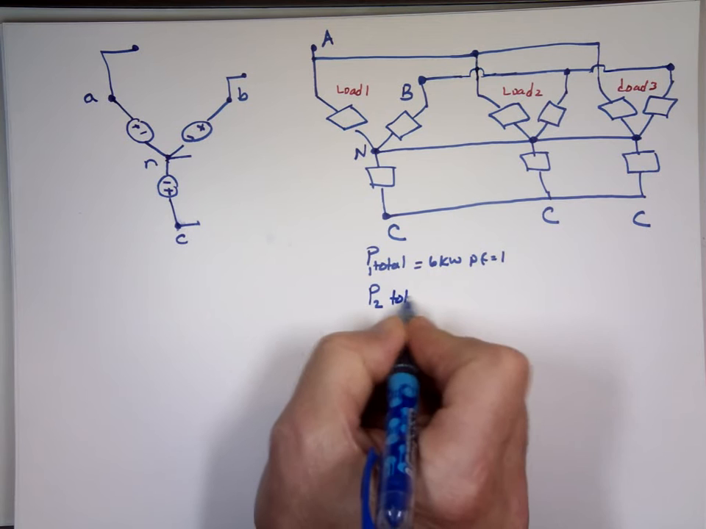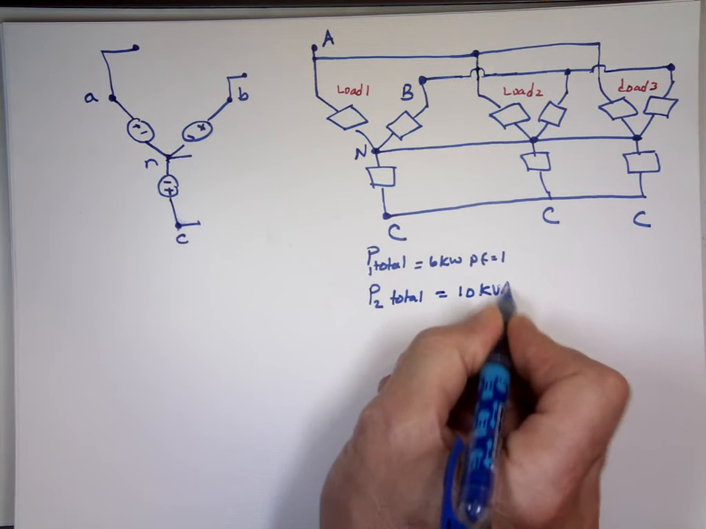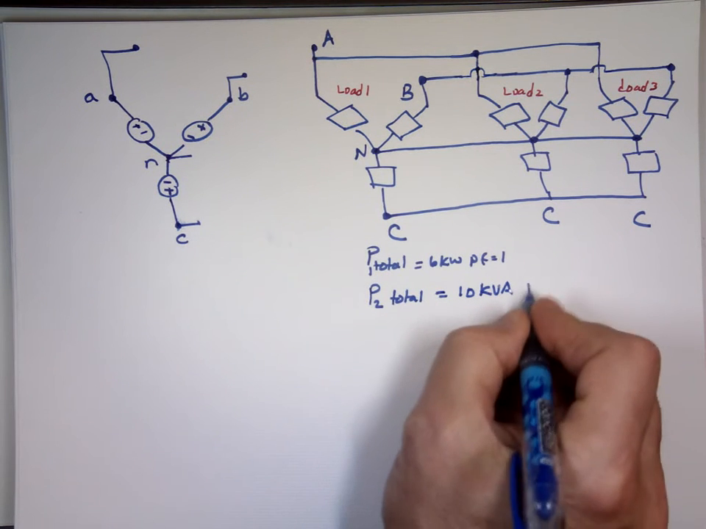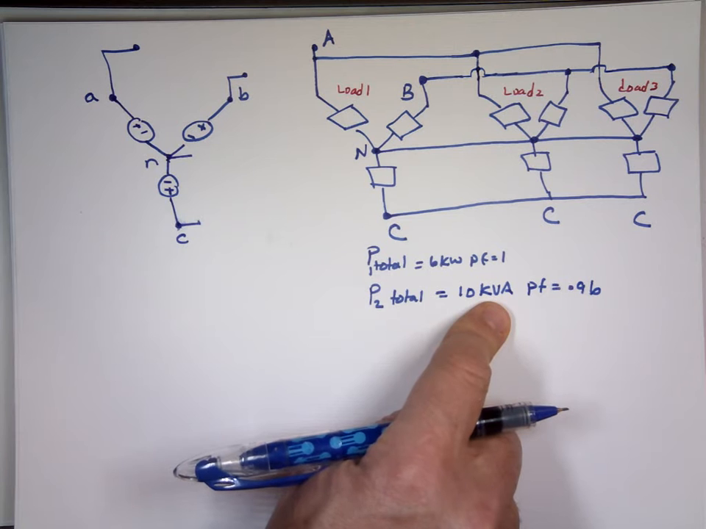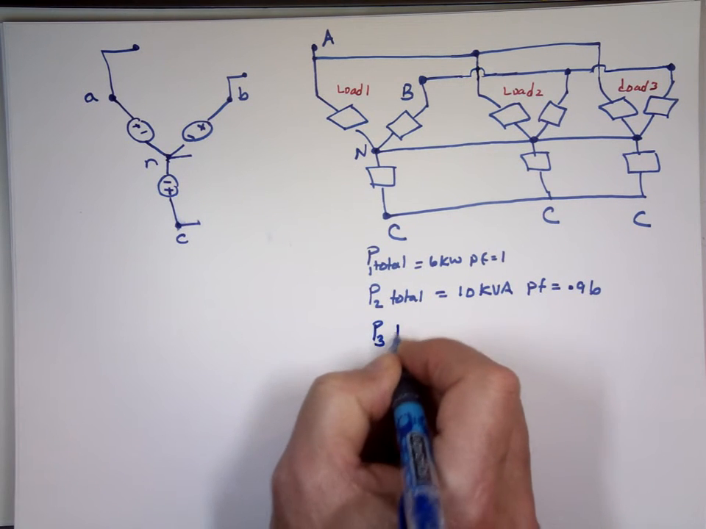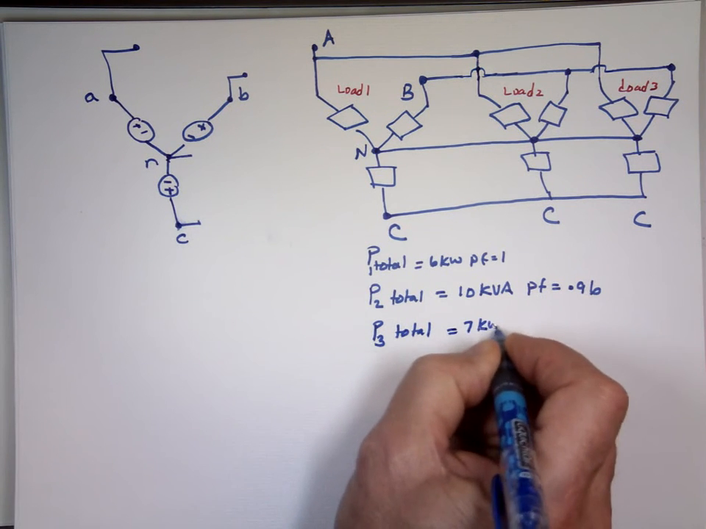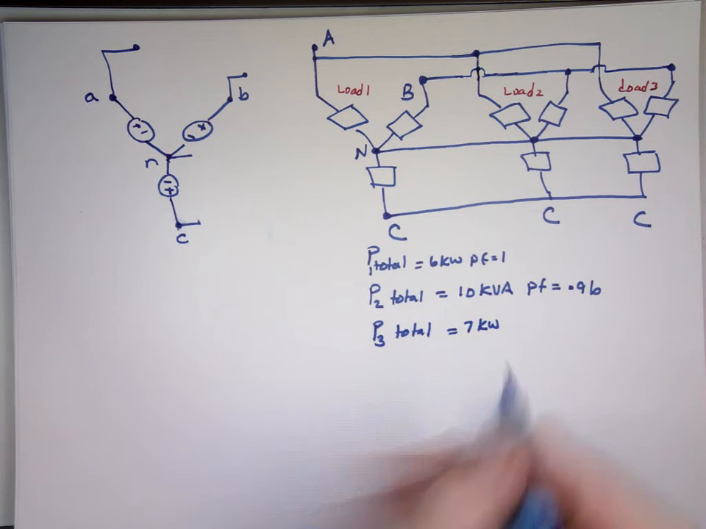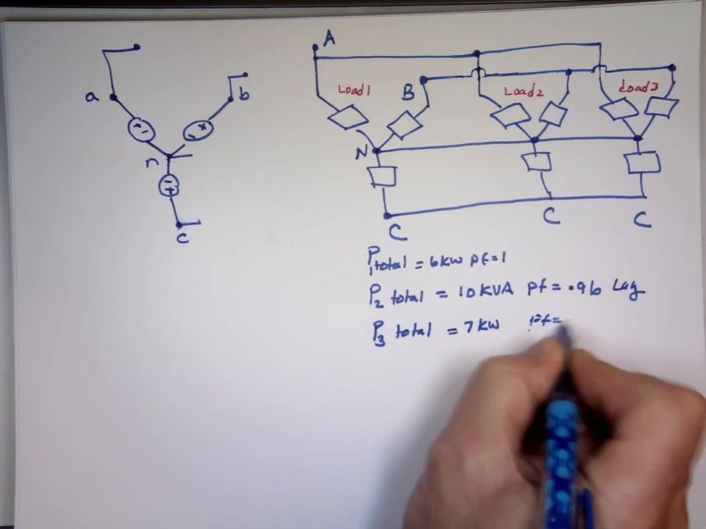Load two. Here's the total here. Equals 10 kVA. The unit kVA, power factor equals 0.96. What is the kVA? The unit VA, that's apparent power. Load three. Seven kilowatts. That's average power. Power factor, this is 0.95 lagging for load two. And this is 0.85 lagging.